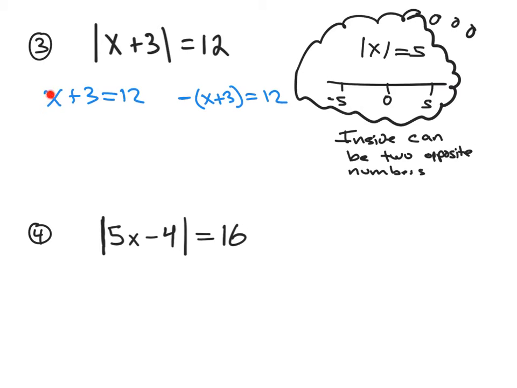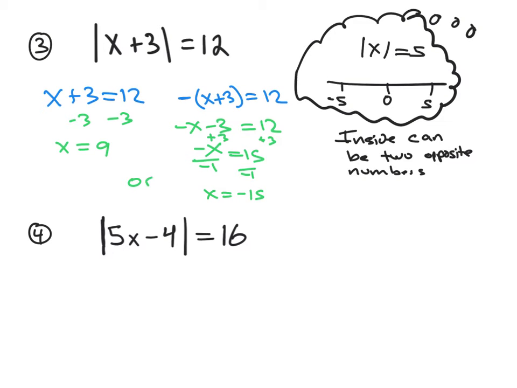Notice I have two equations because I'm going to get two answers. The first equation is the regular x plus 3, or positive x plus 3. And the second equation is the opposite of that, or negative parentheses x plus 3. So to solve the first one, I just subtract 3 from both sides, and I get x equals 9. The second one, I'm going to distribute the negative, so I get negative x minus 3 equals 12, and then I can add 3 to both sides, so I get negative x equals 15, and then I can divide by -1, and I get x equals -15.